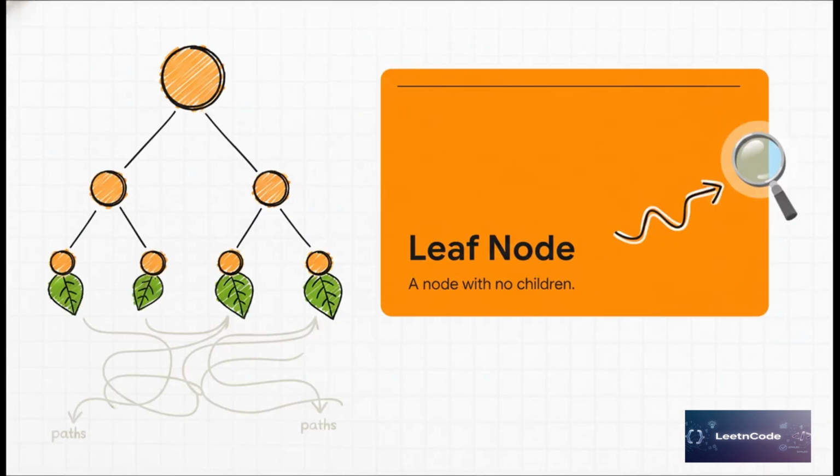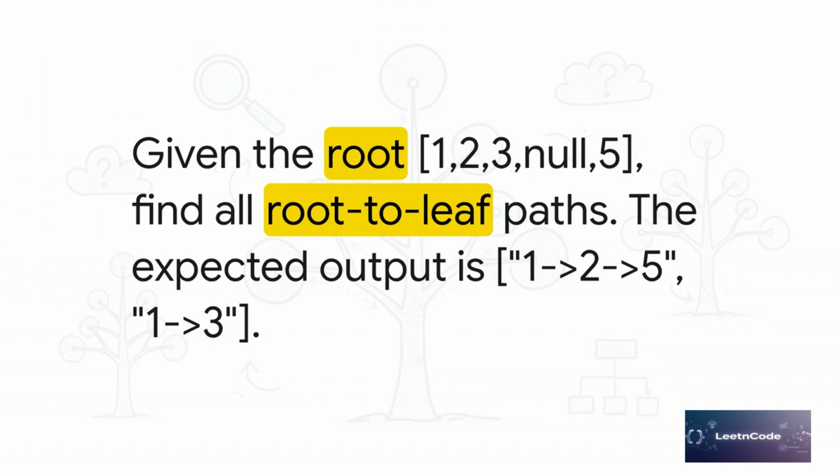Okay, so in our maze, what are the finish lines? In a tree, we call them leaf nodes. A leaf is just a node at the very end of a branch. It's one that has no children of its own. Every single path we're looking for is going to start at the root and end at one of these leaf nodes.